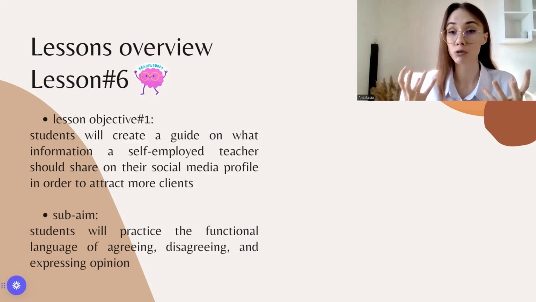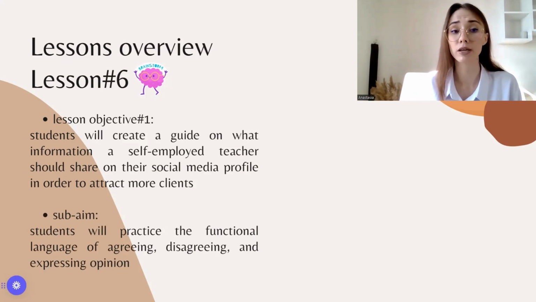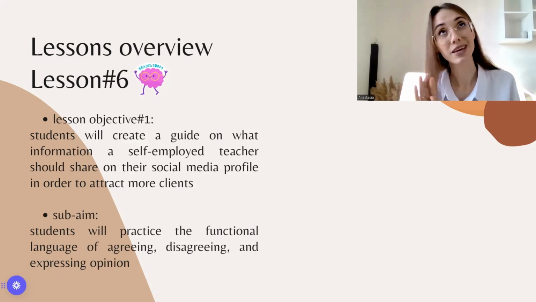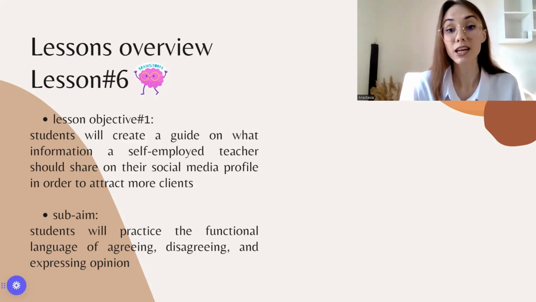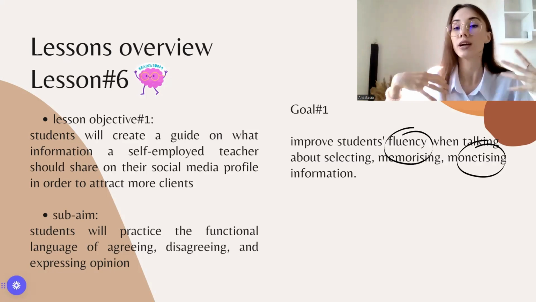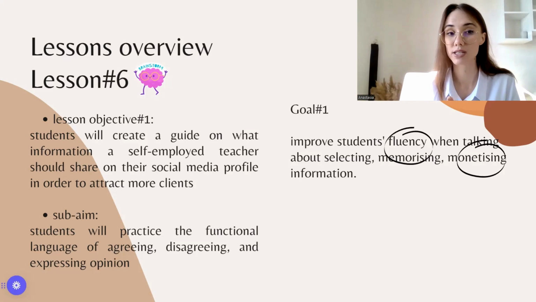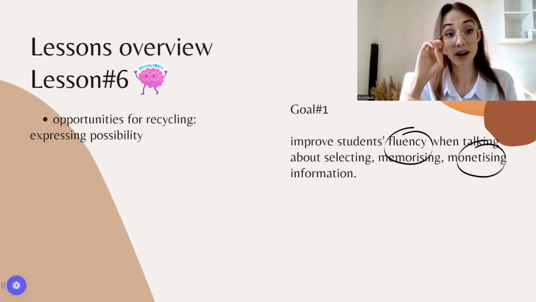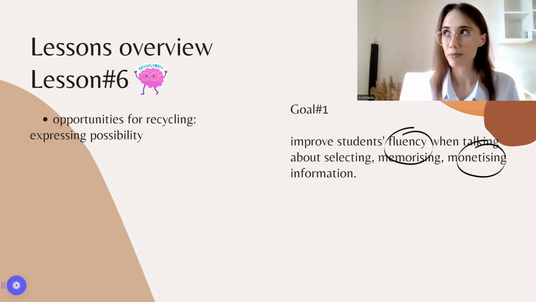sub-aim: since they're going to create a guide, they will be talking to one another. So I want to practice the functional language of agreeing, disagreeing, and expressing opinion, which is actually also quite important for the speaking part of the exam, although speaking is not on the list of our goals. But anyway, how does it fit into the overall picture? It improves fluency, right? Here, like conversational fluency mostly. And we're talking about monetizing information. All right. Any opportunities for recycling?